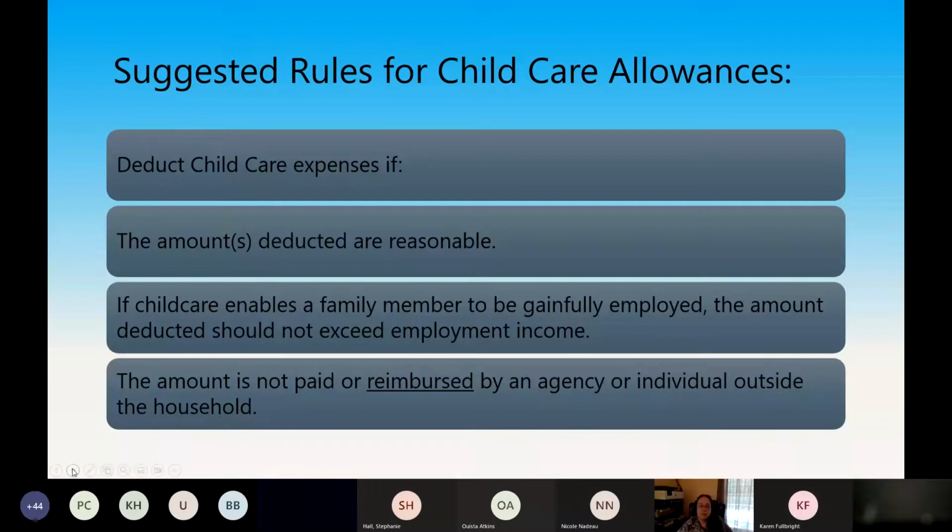So your suggested rules for childcare allowances: deduct the childcare expenses if the amount deducted is reasonable. If childcare enables a family member to be gainfully employed, the amount deducted should not exceed the employment income. So you can't charge $2,000 in a quarter for childcare and make $1,000. Okay. The amount is not paid or reimbursed by any other agency or individual outside of that household.